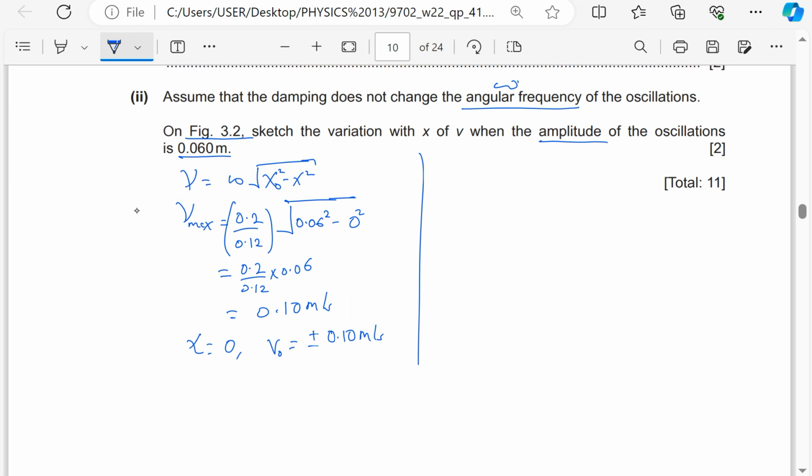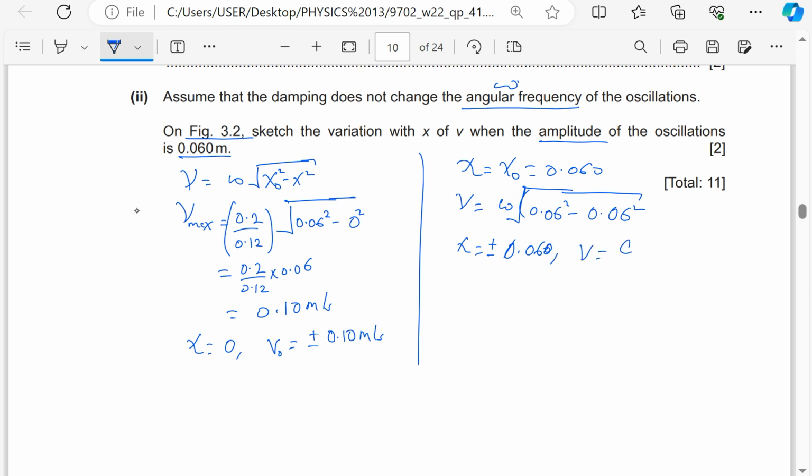Then how about when x is equal to maximum? When x equals x naught, which is 0.060, when I substitute in the equation, v is going to be omega times the square root of 0.06 squared minus 0.06 squared. So that means when x equals either positive or negative 0.060, v is automatically going to be 0.